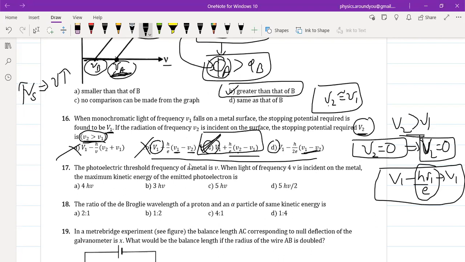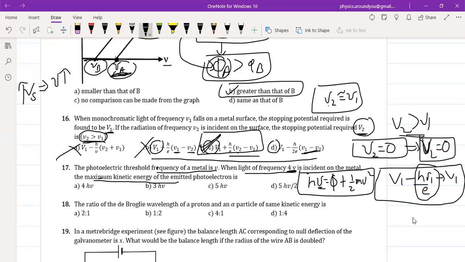17th question. Photoelectric threshold frequency of a metal is nu. When light of 4 nu is incident, what will happen to maximum kinetic energy? So simple application of the photoelectric equation. H nu equal to phi, and phi can be written as H nu naught plus half mv square. This is the equation which I'm going to take the help of. I will put 4 nu as the frequency: 4 h nu. Phi can be written as h times threshold frequency nu, h nu naught, and half mv square. I need that itself.